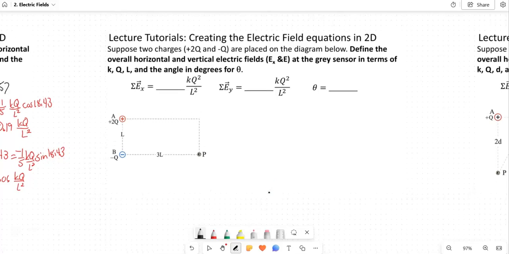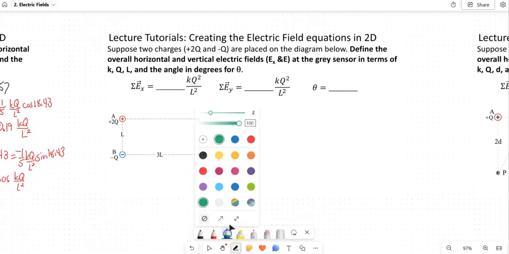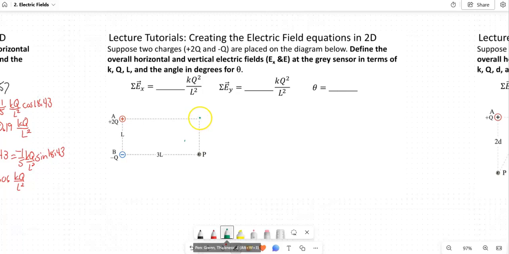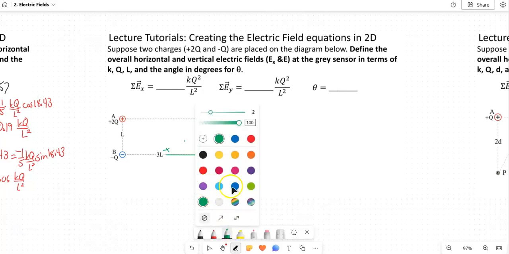Here we go. We've got another tutorial. Similar idea. We're going to go ahead and start off with our coordinate system, as we should have last time. Label it. Okay. So it looks like we have a -1Q creating an electric field towards it.